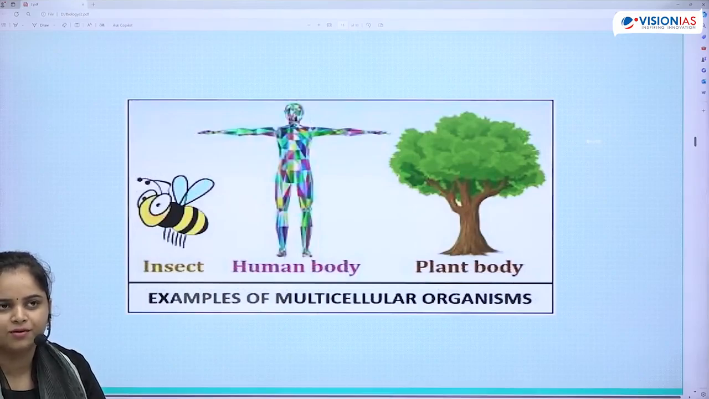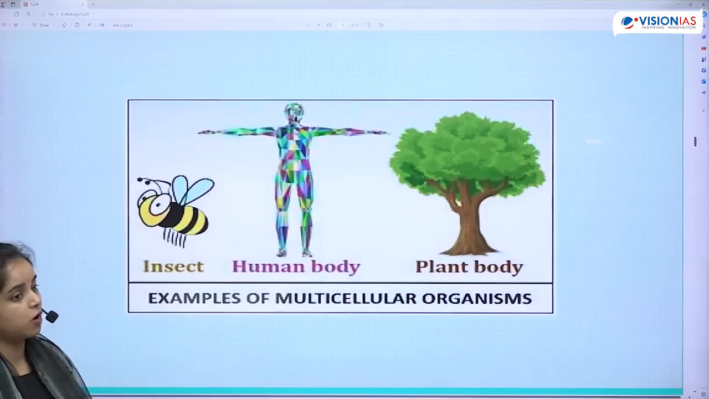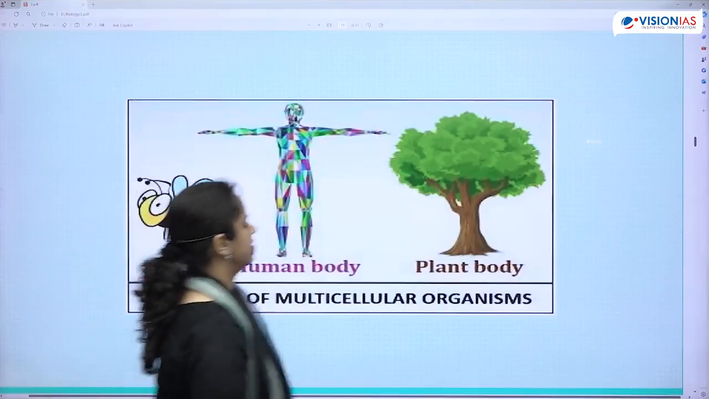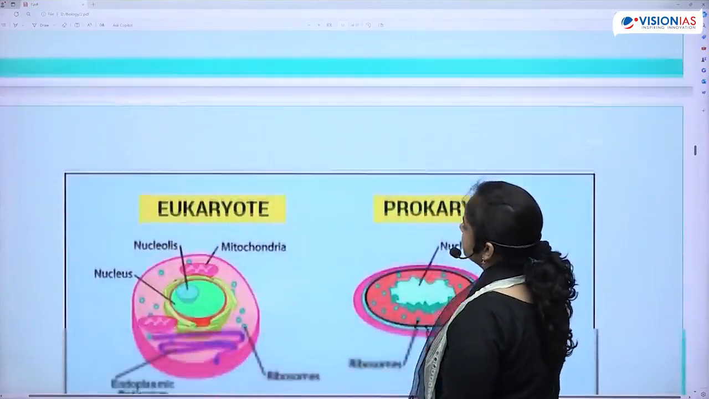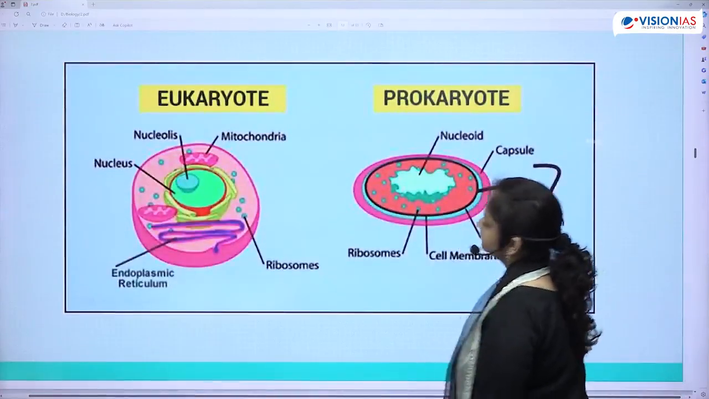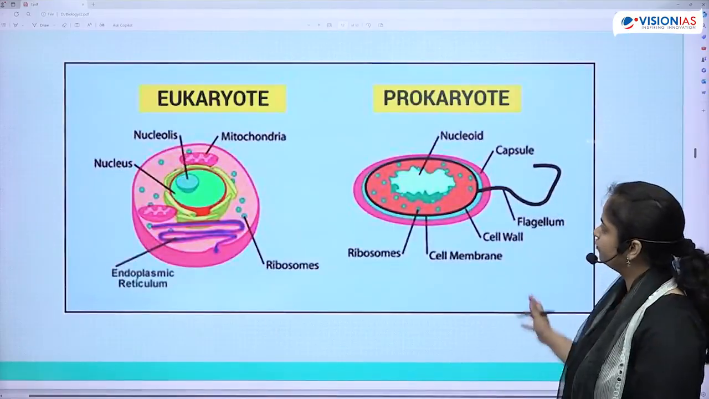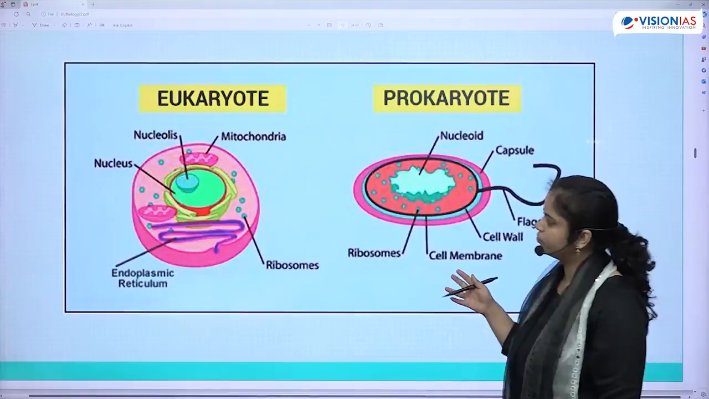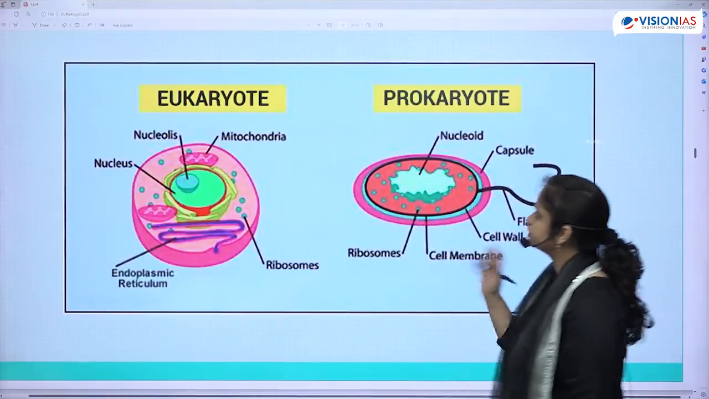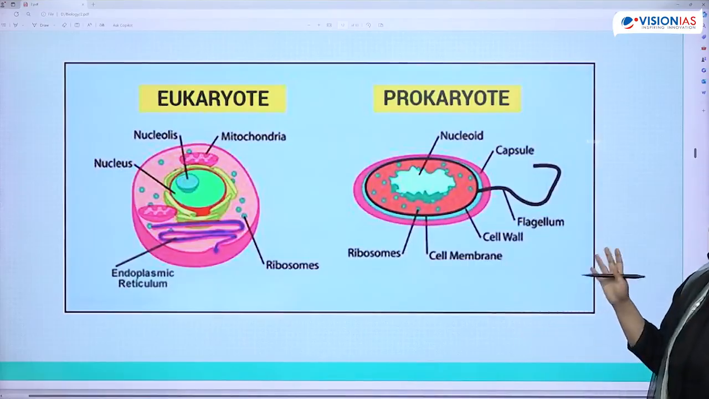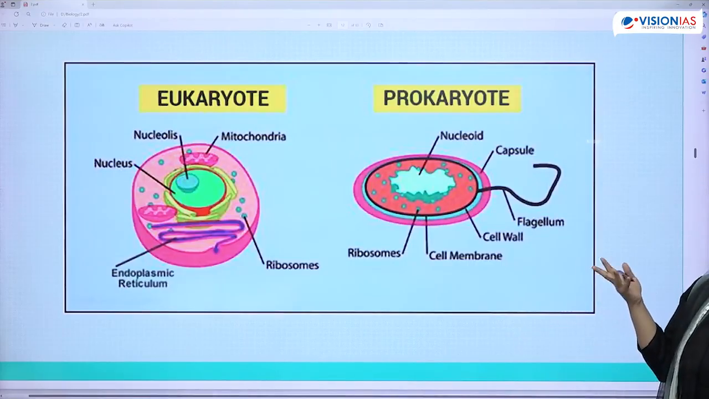Now we are going to talk about another categorization of organisms. And here it is going to be based on how simplified or how complex their internal structure is. So we have two categories again. One is called prokaryotes, second is called eukaryotes. If you just look at these, which do you think is more complex in their structure?